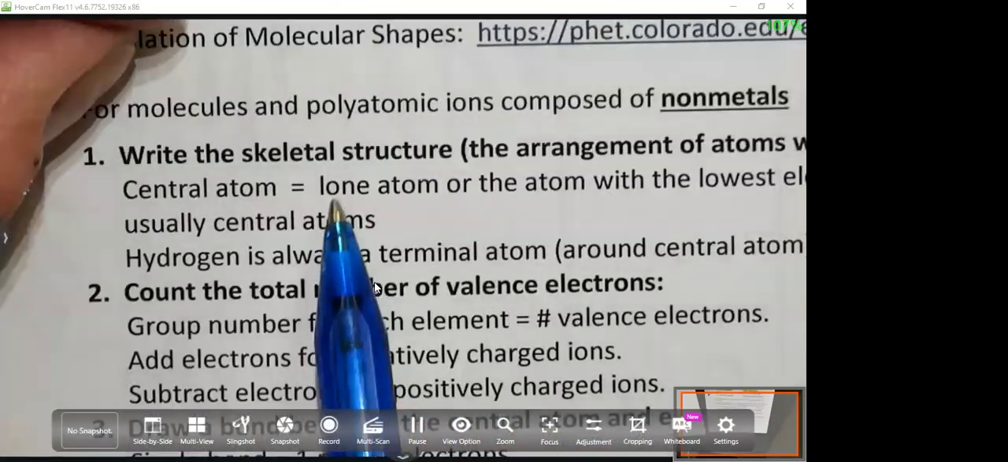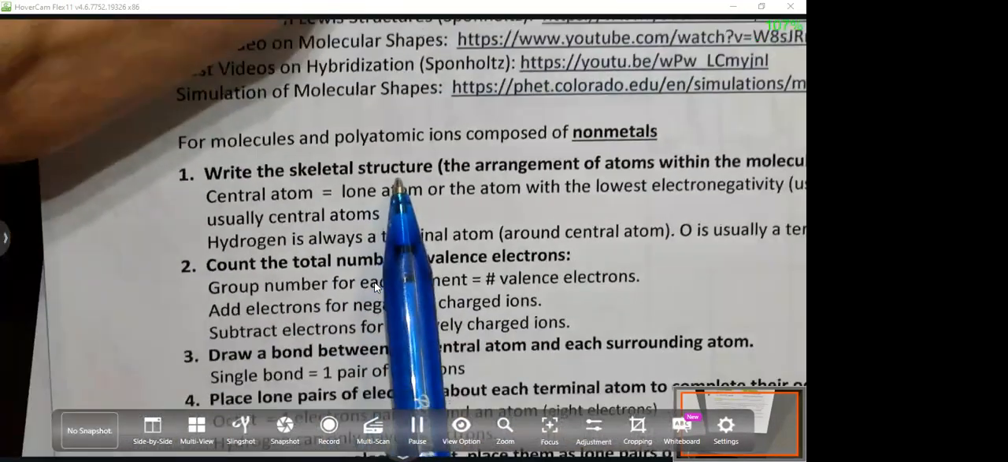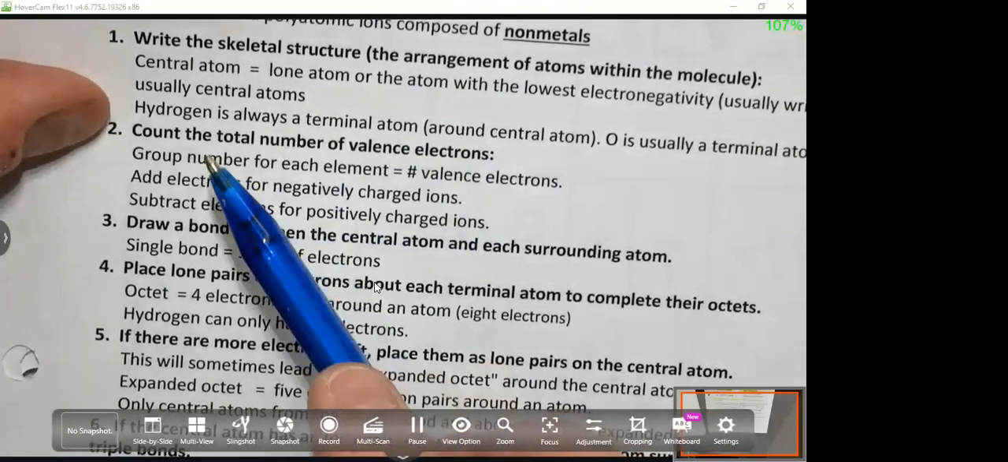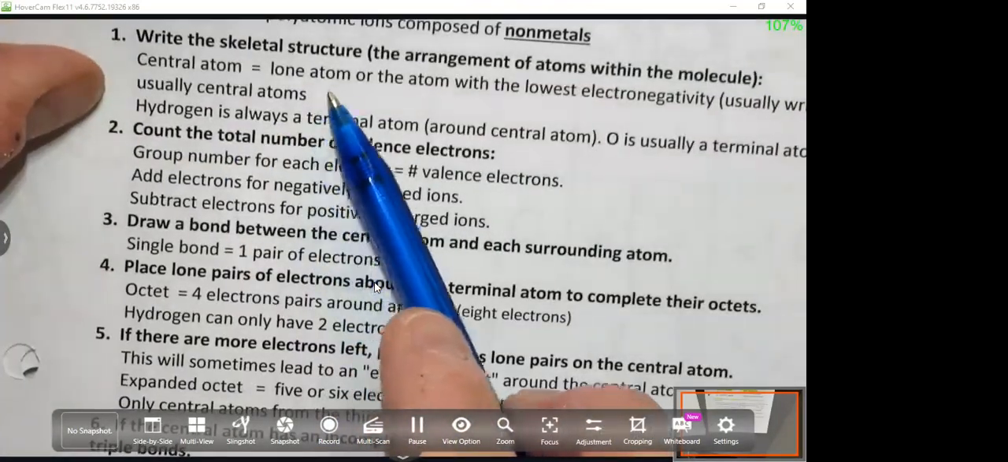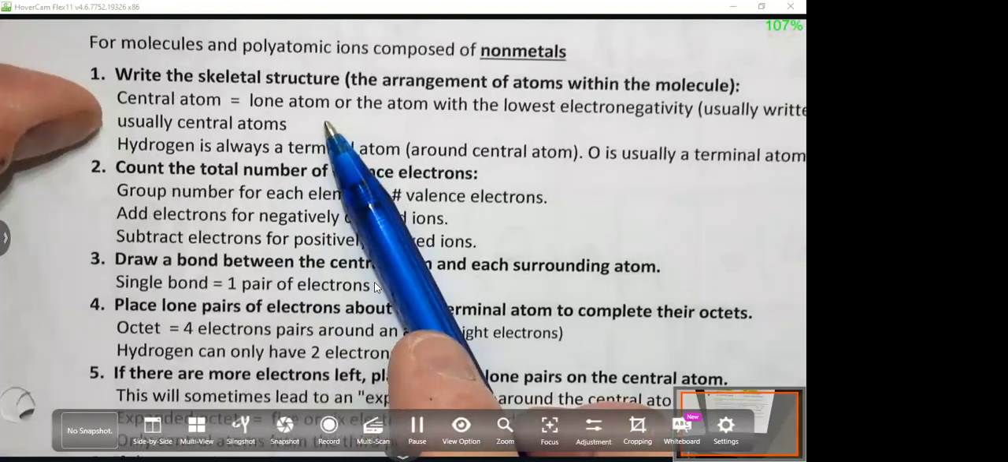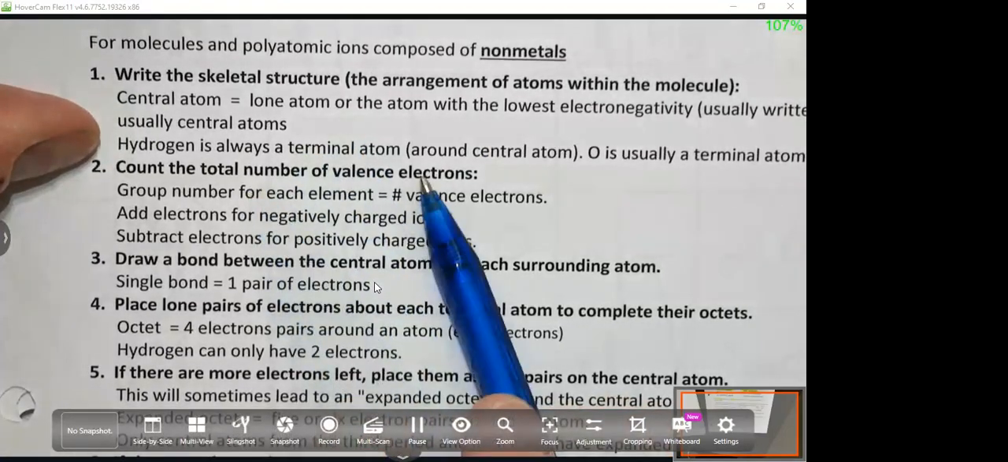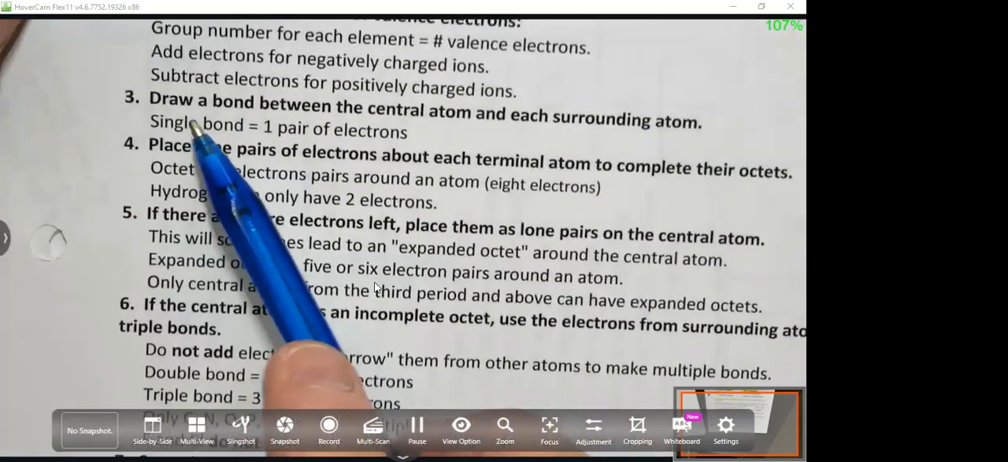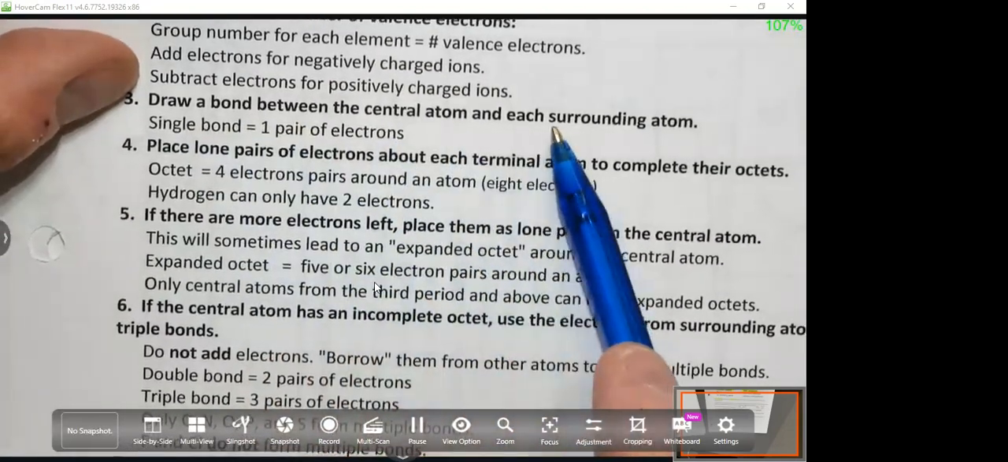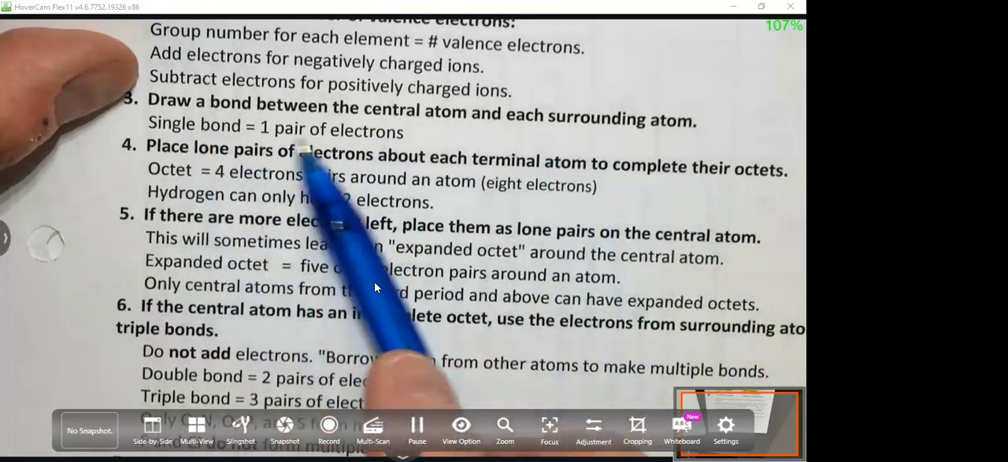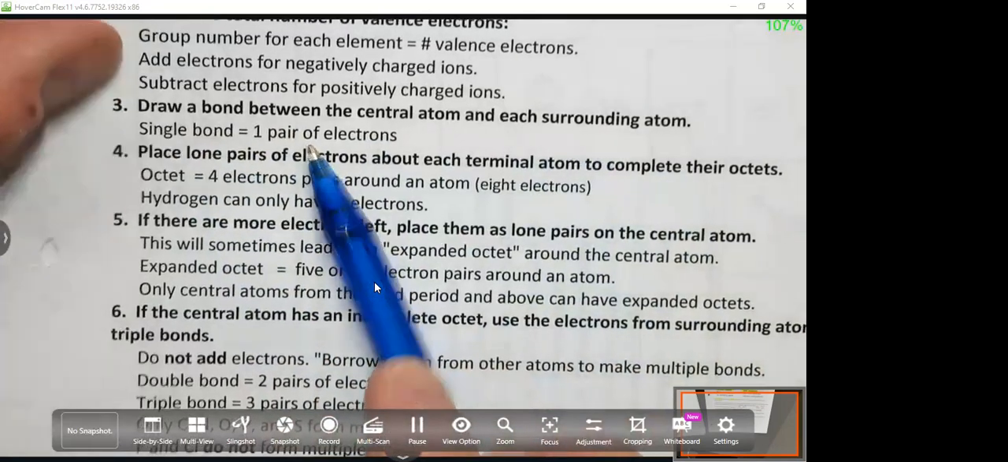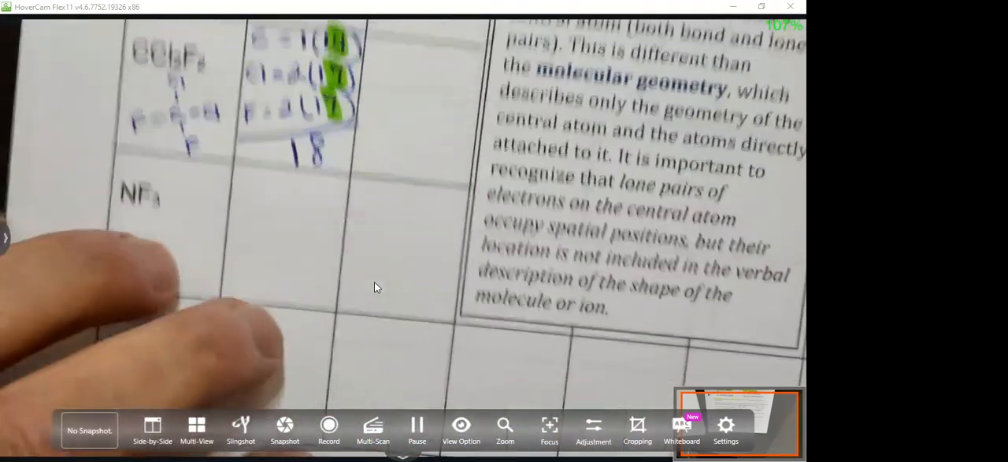So we did a skeletal structure with dashes, and we put carbon as the central atom. Got our total valence electrons. Step 3, draw a bond between the central atom and each surrounding atom. A single bond is a pair of electrons. So that's what we're going to do here.